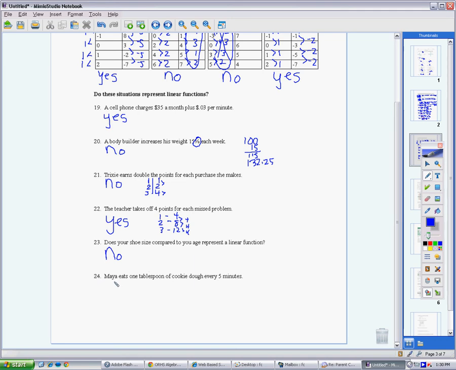24. Maya eats 1 tablespoon of cookie dough every 5 minutes. Yes. Okay, because at 0 minutes, she would have 1 tablespoon. At 5 minutes, she would have 2 tablespoons. At 10 minutes, she would have 3 tablespoons. So as the time increases every 5 minutes, she is increasing her tablespoons of cookie dough. So yes, that is a linear function.